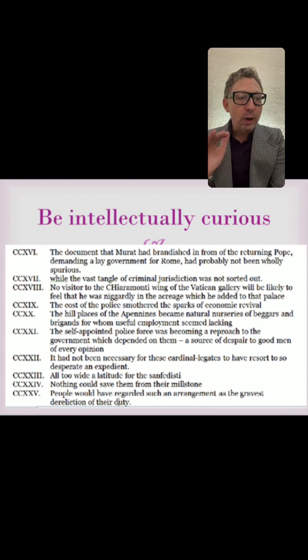Look at the next one. While the vast tangle of criminal jurisdiction, the vast tangle is to get really confused. So if you're tying your shoestrings, they can get tangled. Cords on computers get tangled. So the vast tangle of criminal jurisdiction. This is a beautiful way of saying the law codes are very confusing. The laws are confusing. I just loved how they use the word vast tangle.